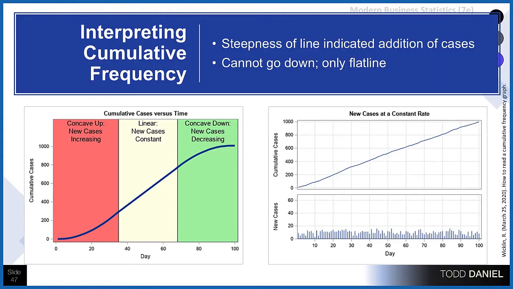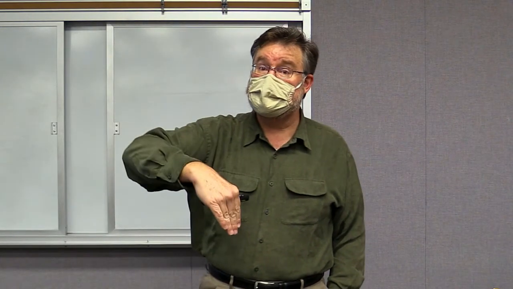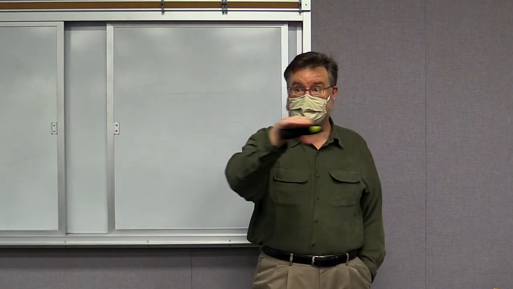The interpretation of a cumulative frequency graph is that when it's concave curving up, that means the cases are increasing. If there is a constant rate of addition, we'll see a 45-degree line. And if the curve is concave going downwards, we see the number of cases are decreasing. However, cumulative frequency can never actually go down. If no new cases are added, it simply flatlines. It stays constant.